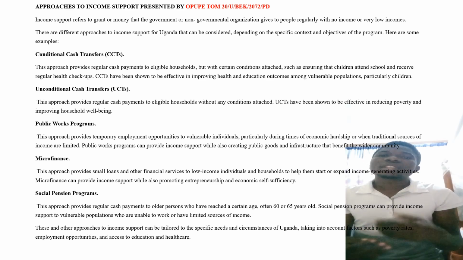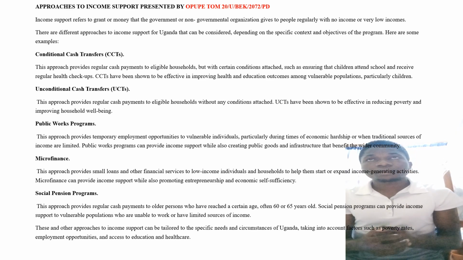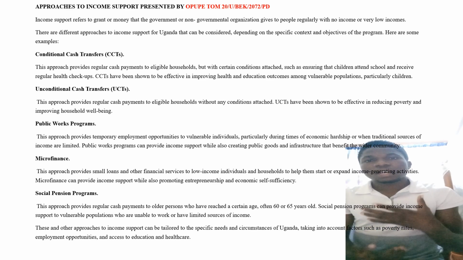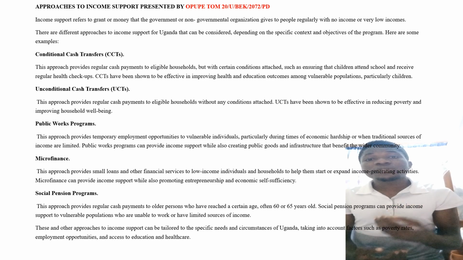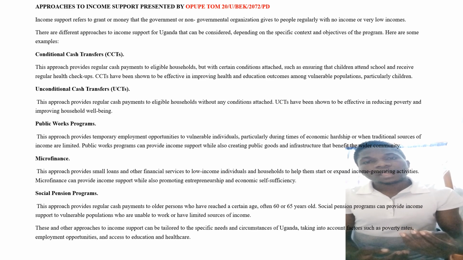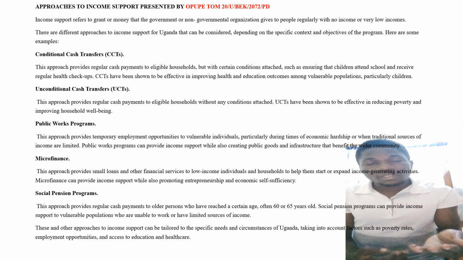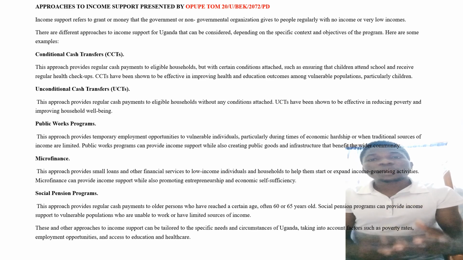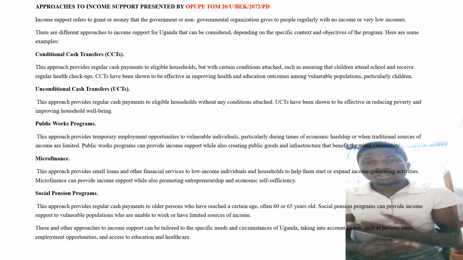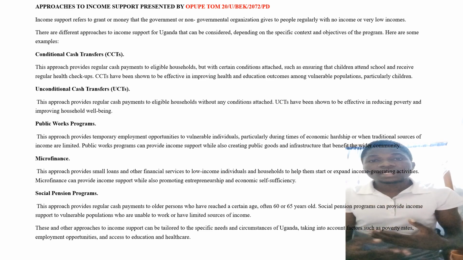The last approach that the government of Uganda has adopted is what they call social pension programs. This approach aims at the elderly group of individuals. It provides payments to the elderly, maybe from 60 or 65 years and above. Why? Because these people have lost sources of income, they are already tired, and they can't work for themselves. So the government comes in to cater for them, so that they can also sustain a living.